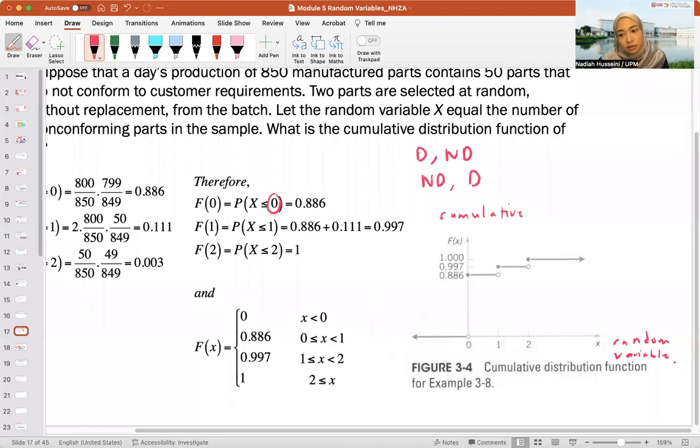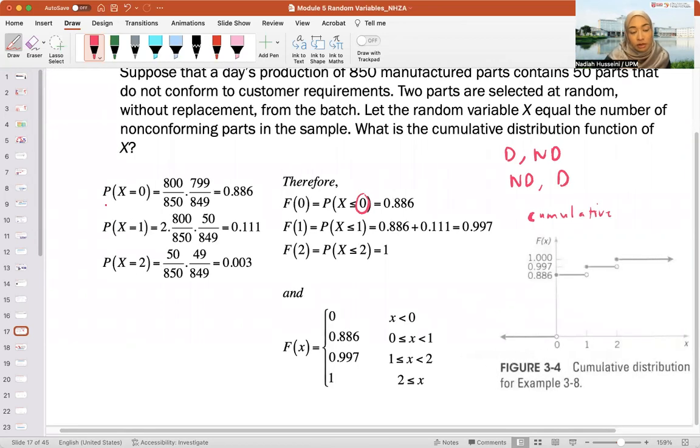Okay, so your x-axis is your random variable. It can be x, can be y, it can be z. Doesn't matter as long as it is a random variable. And your y-axis will be the probability, right? The cumulative distribution function. Okay, so we know that the probability of x equal to 0 is 0.886.